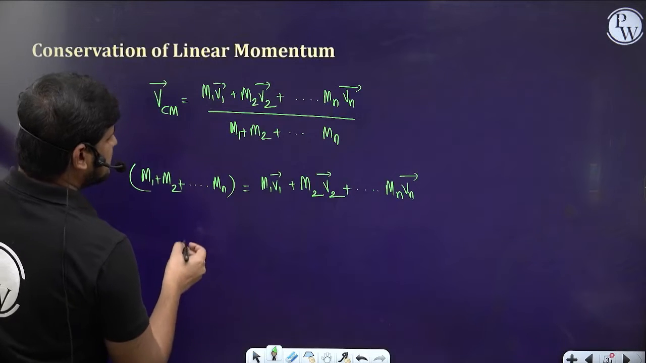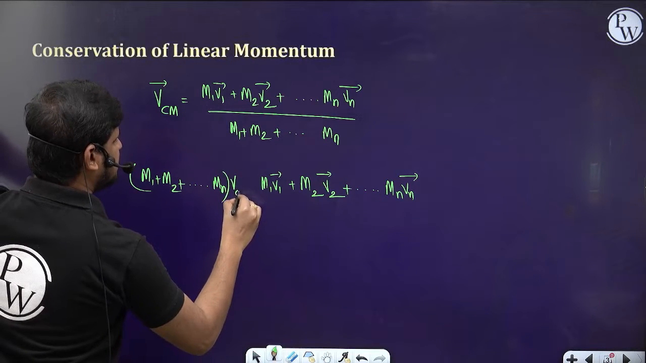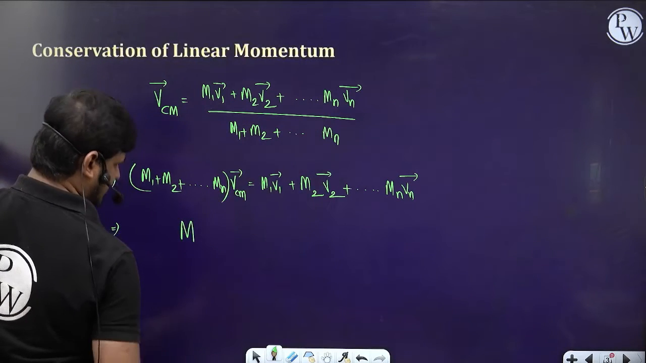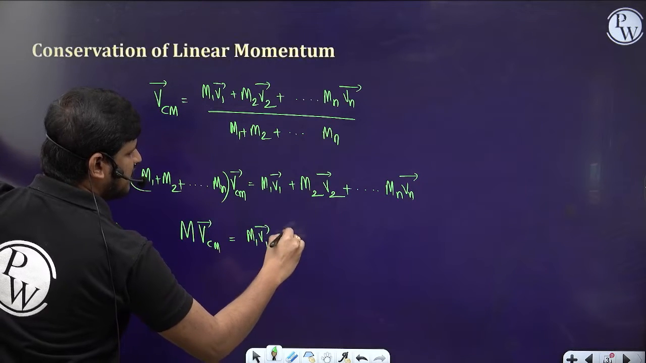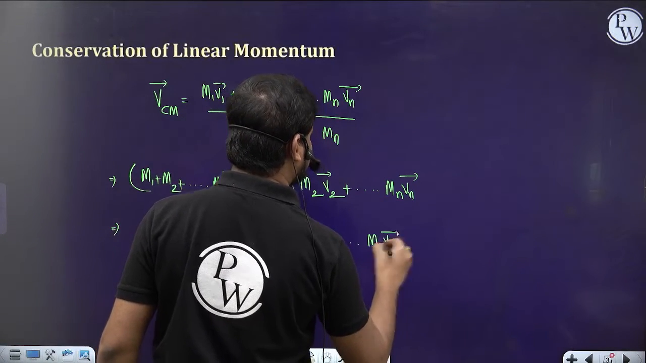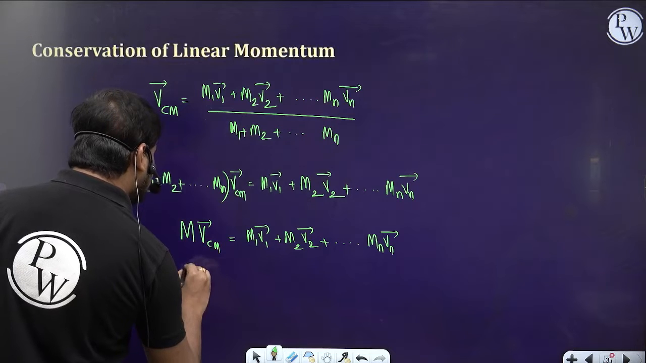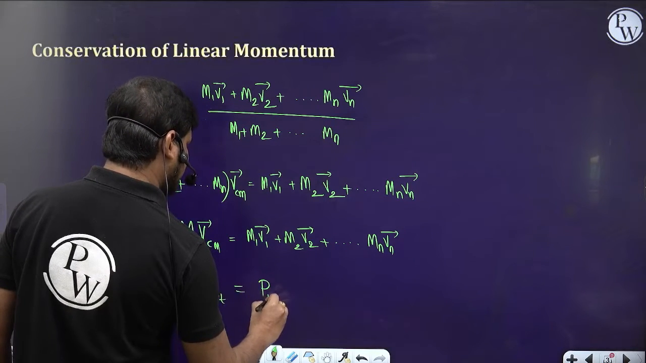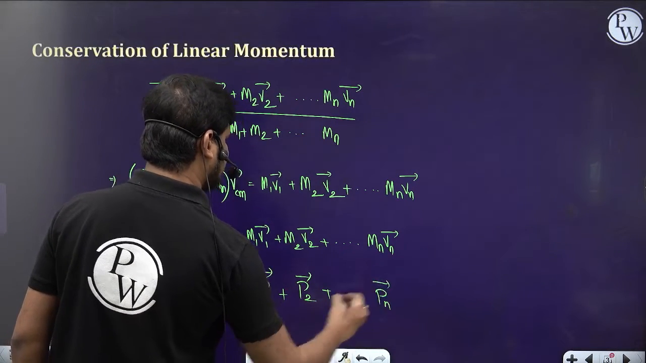So here, this is the total mass of the system, capital M, into VCM, which is equal to m1 v1 plus m2 v2, till mn vn. The total mass of the system into its velocity of center of mass is nothing but the net momentum of the system. M into V means the net momentum, which is equal to momentum of particle 1 plus momentum of particle 2, till the momentum of particle n.